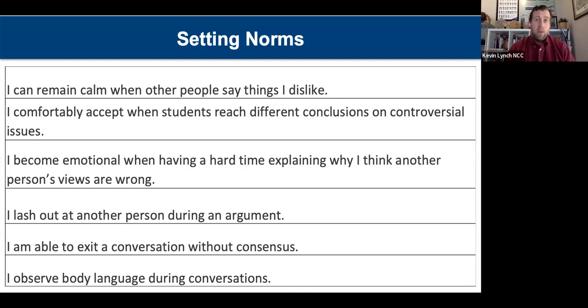And it's an important point to remind students that if you're disagreeing with someone about the Constitution, or about a particular political issue, that is the norm. We've been disagreeing about the Constitution ever since there was a Constitution.